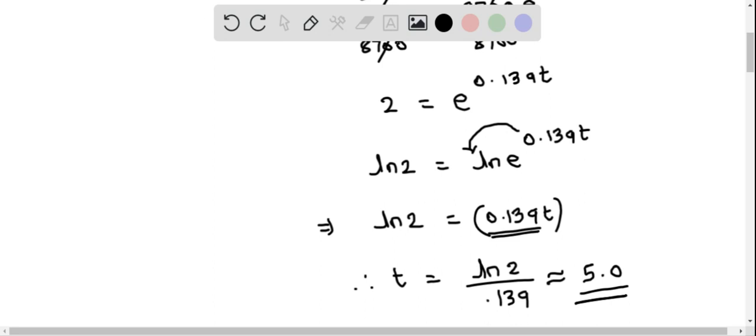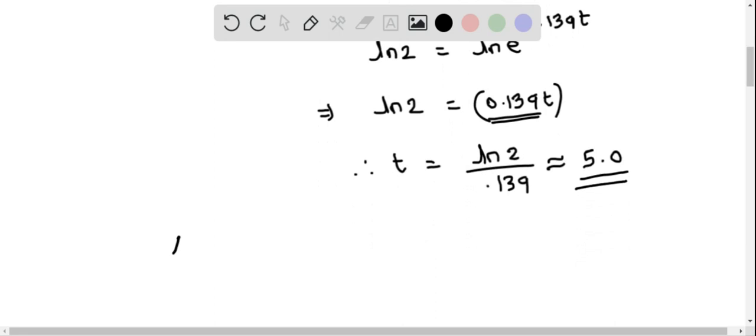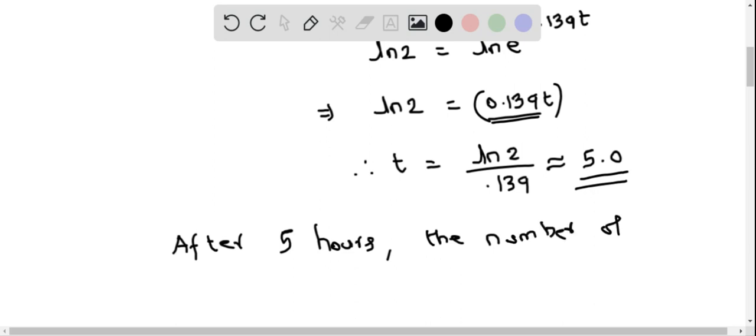And so we see that after 5 hours, the number of bacteria doubles. And so this answers part C question.